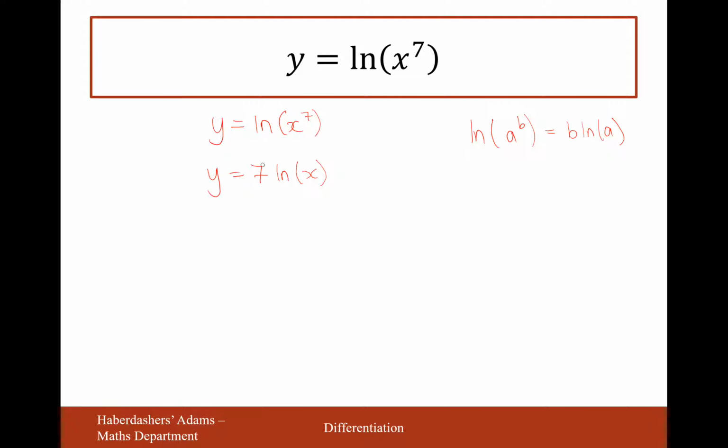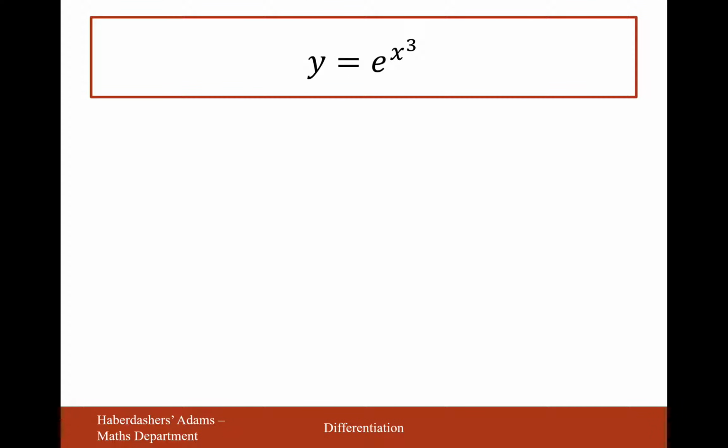Now, I've just got to differentiate 7 lots of ln x. So the derivative in this case is just going to be 7 lots of the derivative of ln x, which is 1 over x. So this will differentiate to 7 over x.